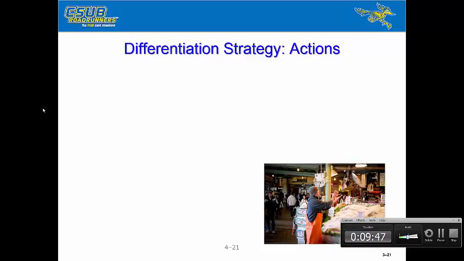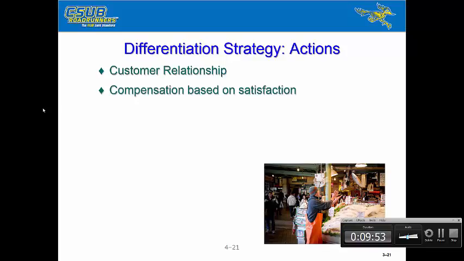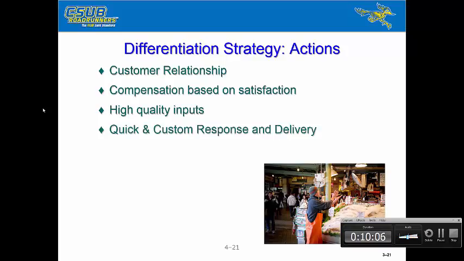Differentiation strategies, the actions to take there: really invest heavily in the customer relationship. Make your compensation for employees based on satisfaction rather than achievement. You can focus on really high quality inputs from your suppliers. You can really make your delivery and distribution quick and customized.